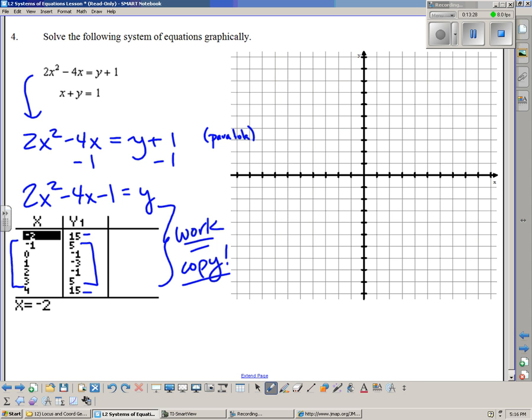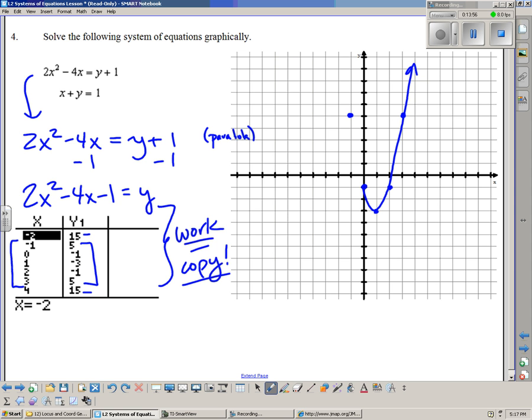So I'm going to go -1, 5. Here's -1, 5. I have 0, -1. I have 1, -3. I have 2, -1. And I have 3, 5. And maybe we'll need those additional points, and maybe we won't. But here's my parabola. Okay.